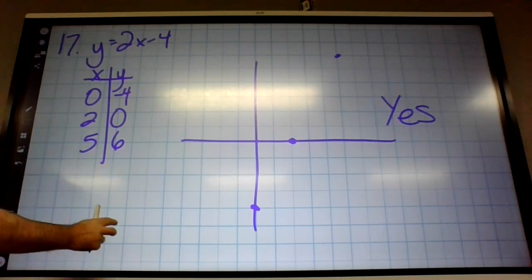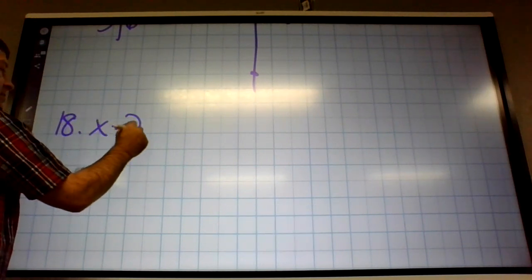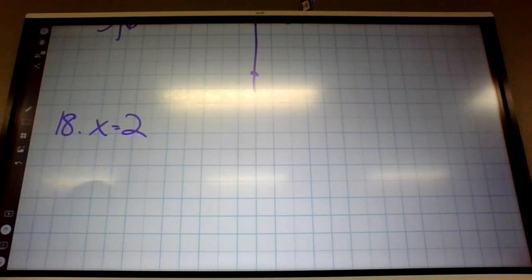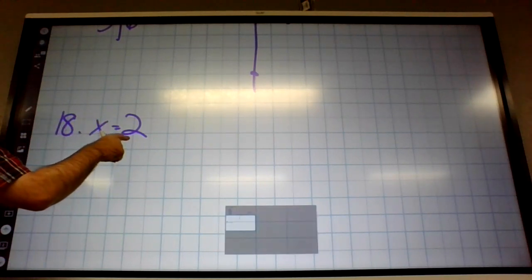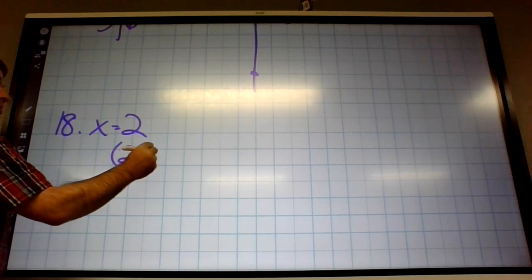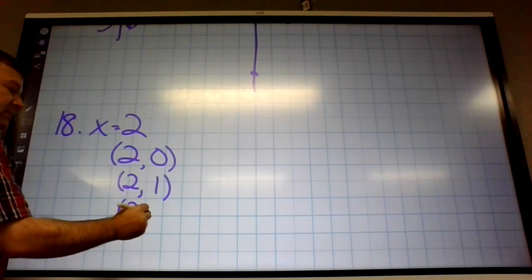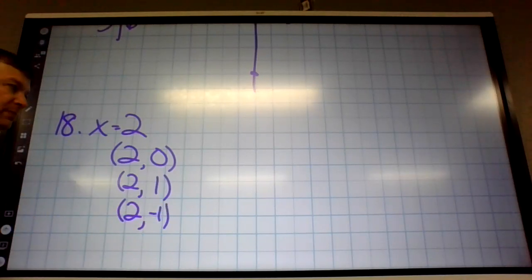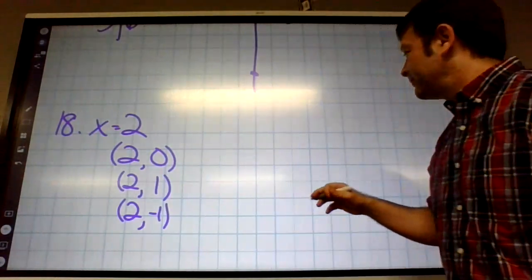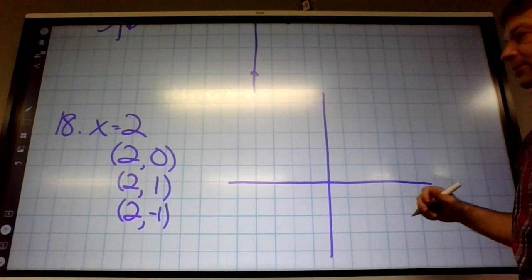Okay, they threw another weird one in here. On 18, they want you to graph x equals 2. Well, do you guys remember what happened on 10 when it was y equals 3? It means the y value is always 3. So what does x equals 2 mean? It means the x value is always 2. So like 2, 0, 2, 1, 2, negative 1. What does that look like if you graph it? A vertical line. Yeah, and you guys might remember that from last year.